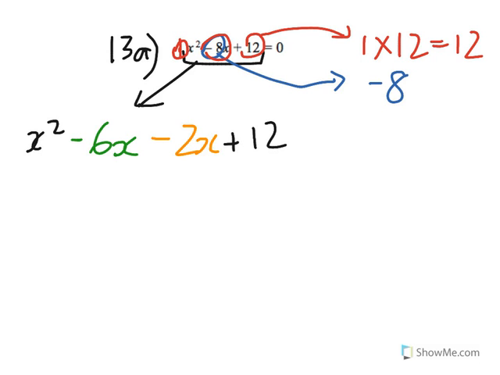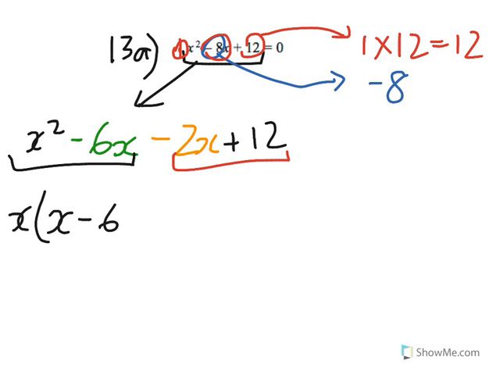Alright? So now after you've split it, you're going to factorize each side separately. Let's take this side and this side separately. In this, x is a common factor. So x squared divided by x is x, and minus 6x divided by x is minus 6. And on this side, negative 2 is a factor, so you take negative 2 out. Negative 2x divided by negative 2 is x, and plus 12 divided by negative 2 is negative 6.